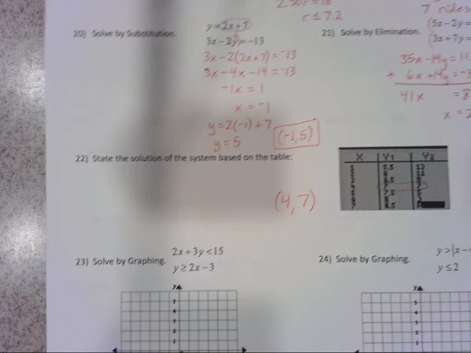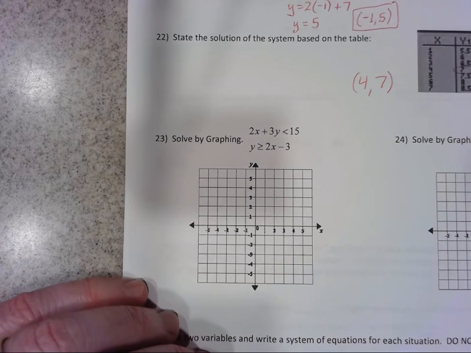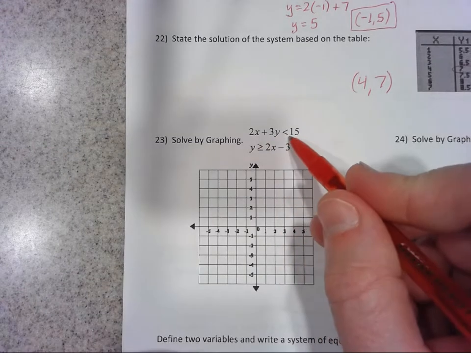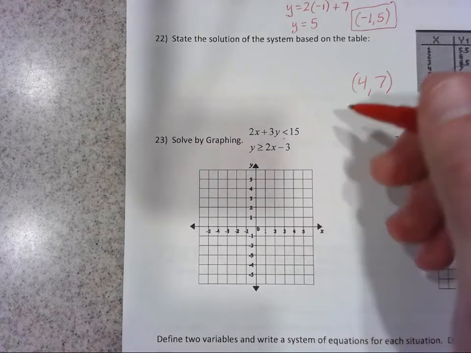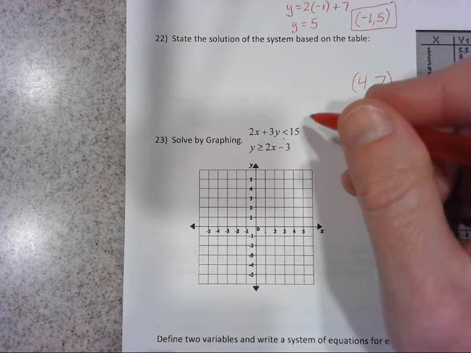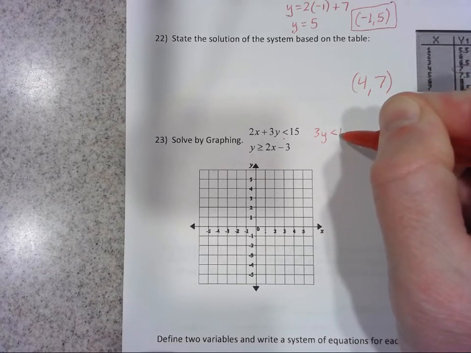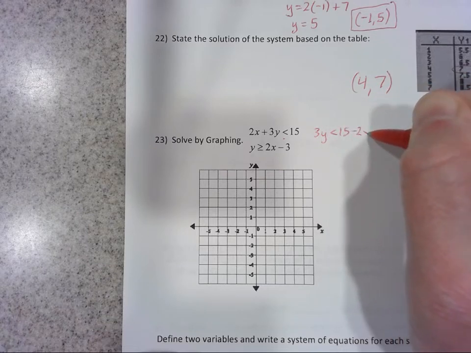Number 23, solving by graphing. So to graph this first inequality, I might find it easier to solve for y first. So I'm going to subtract 2x and then divide everything by 3.